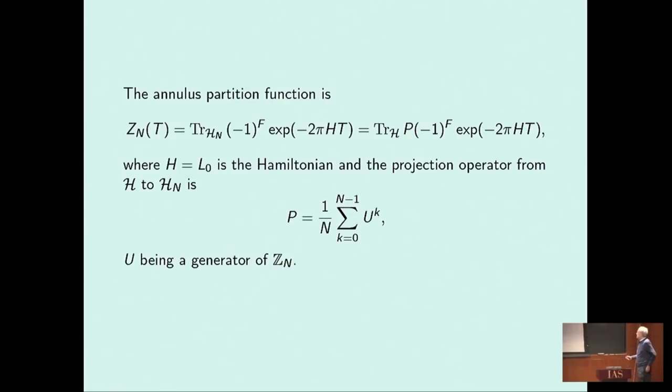And the annulus partition function is just a trace in the annulus Hilbert space of e to the minus 2 pi times the Hamiltonian times t, with an insertion of (-1)^F that distinguishes bosons and fermions. And you can write this as the trace in the full Hilbert space of R^10 with insertion of a projection operator P. And the projection operator is just the projection operator onto Zn singlets. So it's 1 over n times the sum over all elements of Zn.